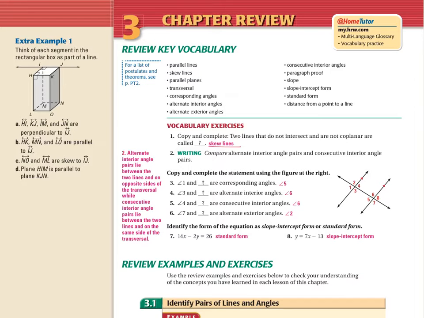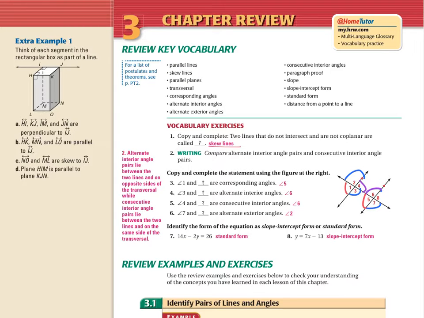3, 4, 5, and 6 just ask you to complete the statement using the figure at the right. So corresponding angles, 1 would correspond to 5. 3, alternate interior with 6. 4 would be consecutive interior, so same side interior with 6. And 7 would be alternate exterior with 2.